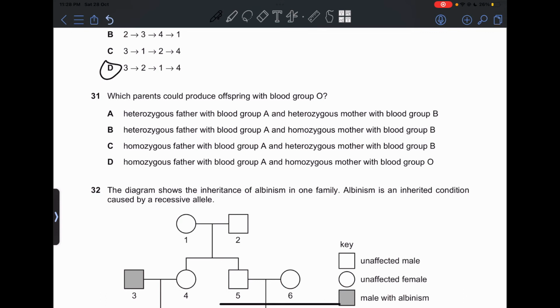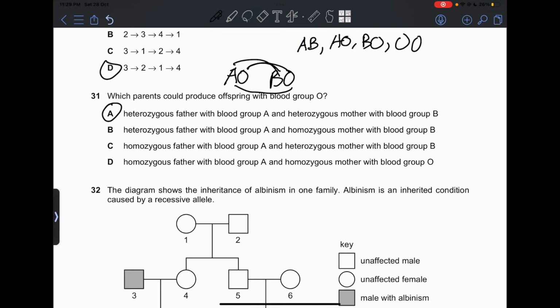31. Which parents could produce offspring with blood group O? Heterozygous father with a blood group A and a heterozygous mother with blood group B. So a heterozygous father with blood group A is AO and the other one is BO. Let's cross them together. A with the B will give us AB, and the A with the O will give us AO, and the B and the O will give us BO, and the O and the O will give us an O, blood group O.